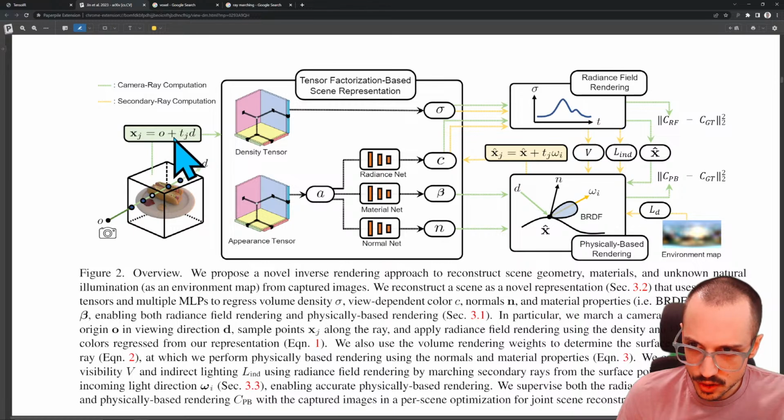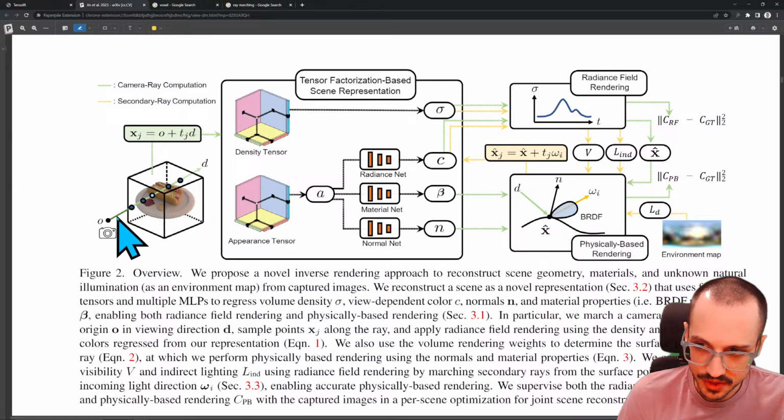x_j equals o plus t_j d. I guess all this is really saying here is the point at j is equal to the origin plus however much distance you're going along that ray times the direction d there. So that just seems like a pretty standard way to get the exact point.